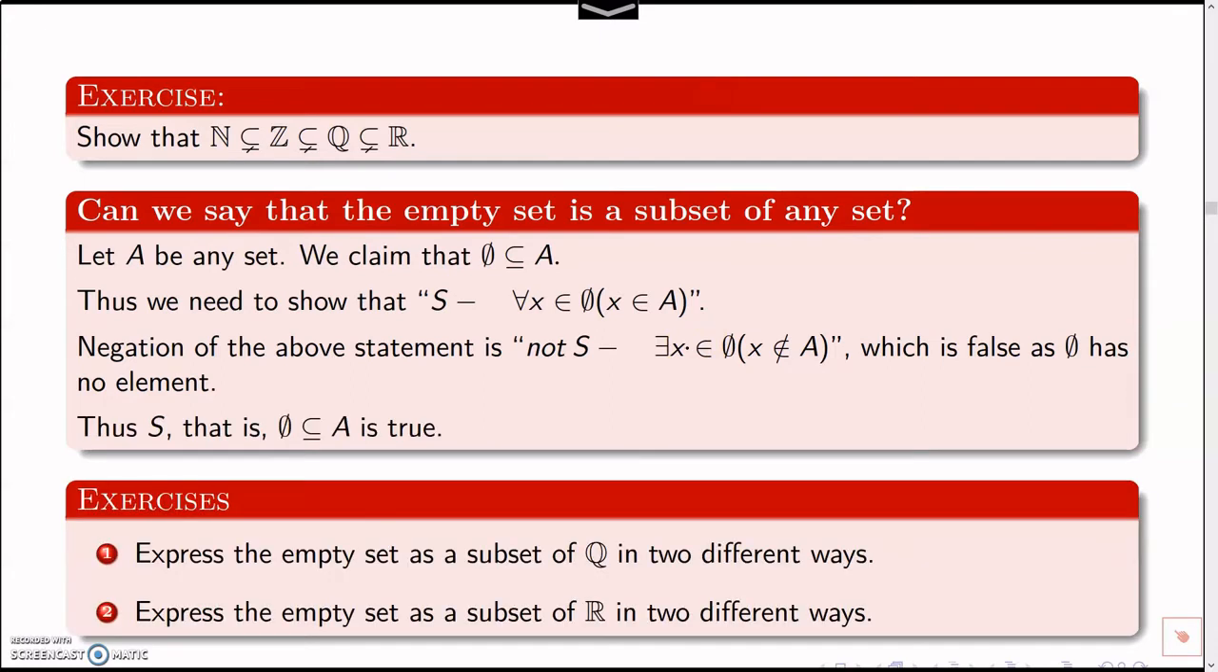Now again, another exercise for you all. Try to express the empty set as a subset of rationals in two different ways. And also the empty set as a subset of real numbers in two different ways. So think over expressing empty sets in these ways, which we can discuss during the live session.